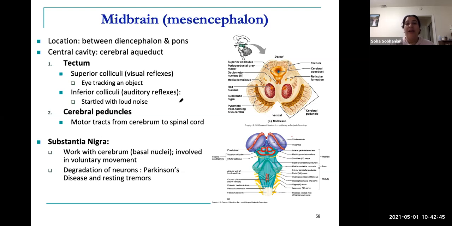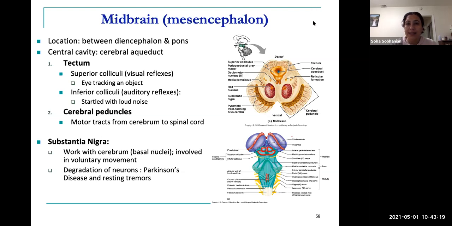The inferior colliculi are associated with responding to sounds. When you hear a loud noise, you're startled by that sound, and then usually what do you do? You immediately turn your head toward the sound or the direction of the sound. So that's identified as auditory reflexes, and again, it's done by your inferior colliculi. The structure as a whole, in terms of visual and auditory reflexes, is referred to as the tectum.